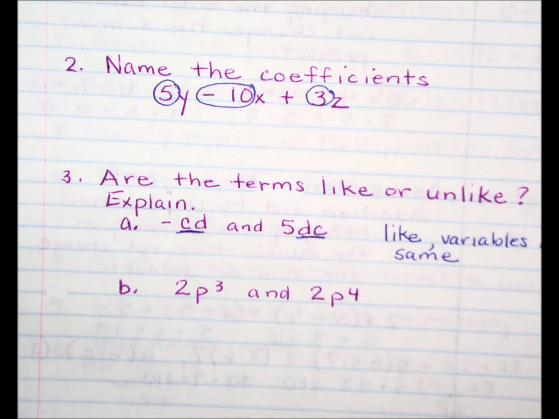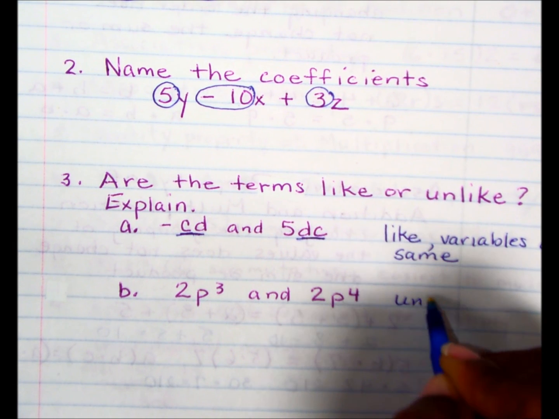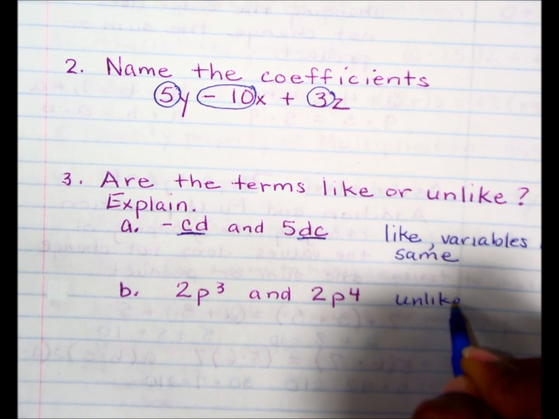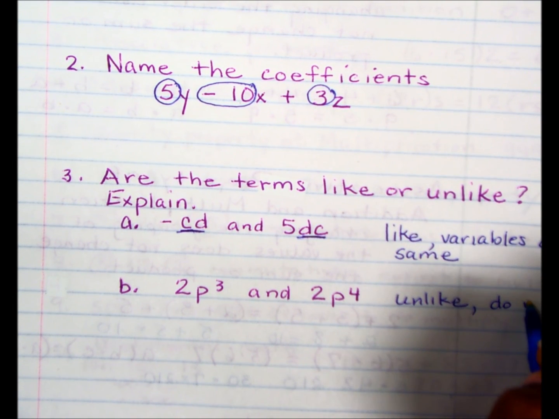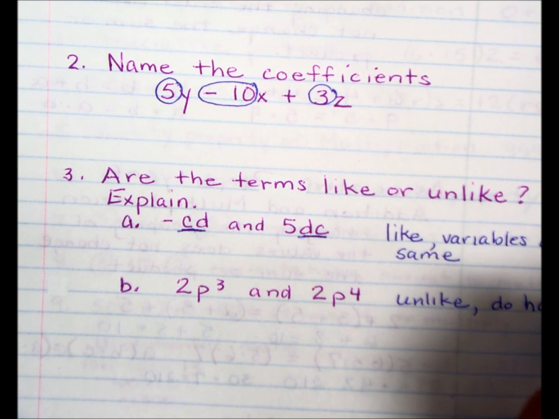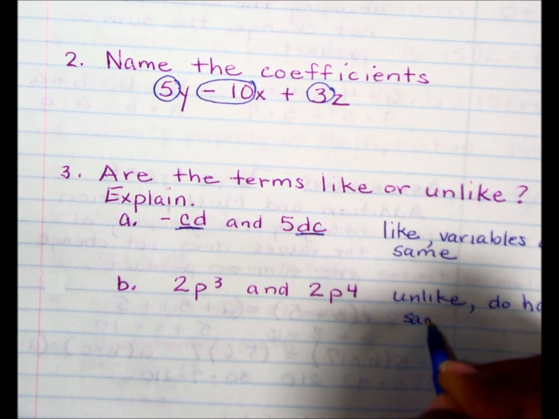In the next example, we've got 2p to the third and 2p to the fourth. Are they like terms or unlike terms? Those are unlike terms. And why are they unlike terms? Because they don't have the same exponents.